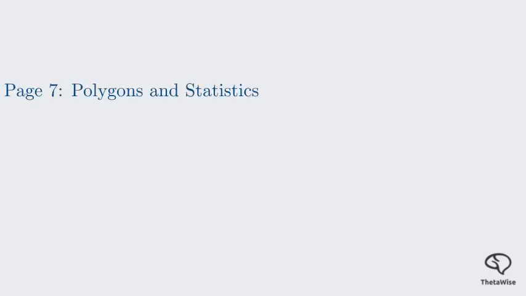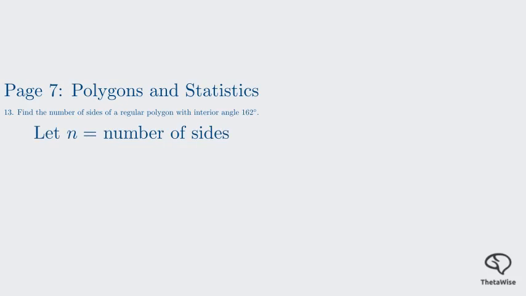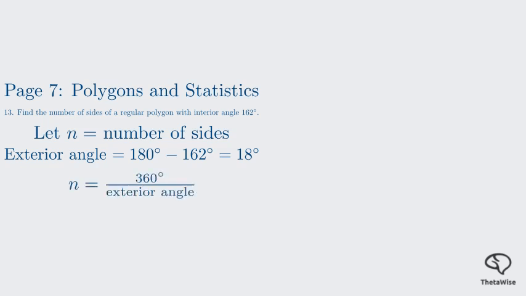Next, we look at polygons and statistics on page 7. In question 13, we need the number of sides, which we call n. The easiest way to solve this is using the exterior angle. Since the interior and exterior angles on a straight line sum to 180 degrees, the exterior angle is 18 degrees. The number of sides, n, equals 360 divided by the exterior angle.